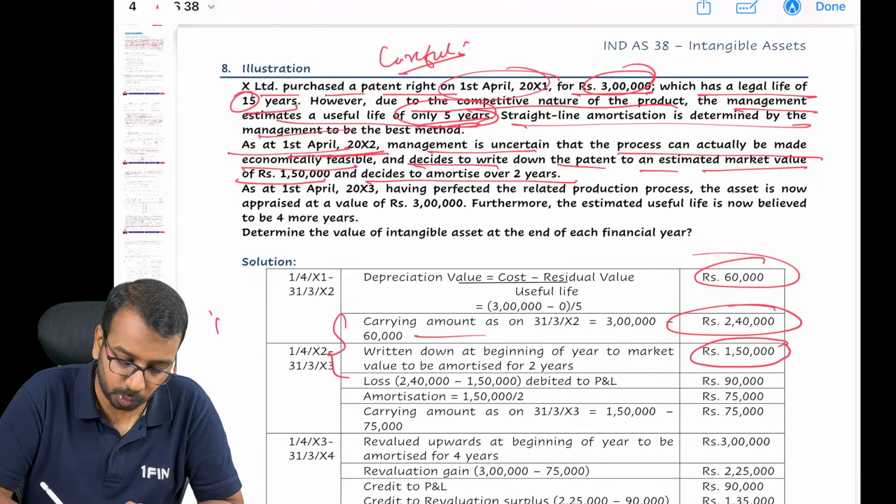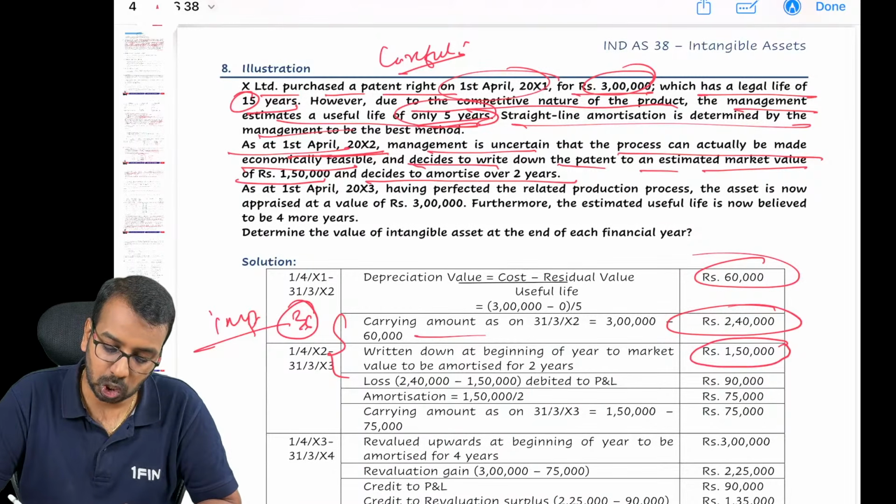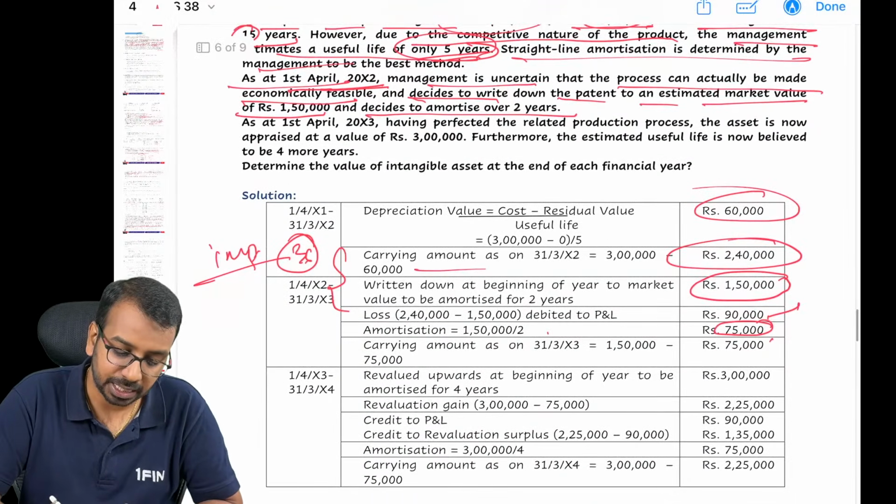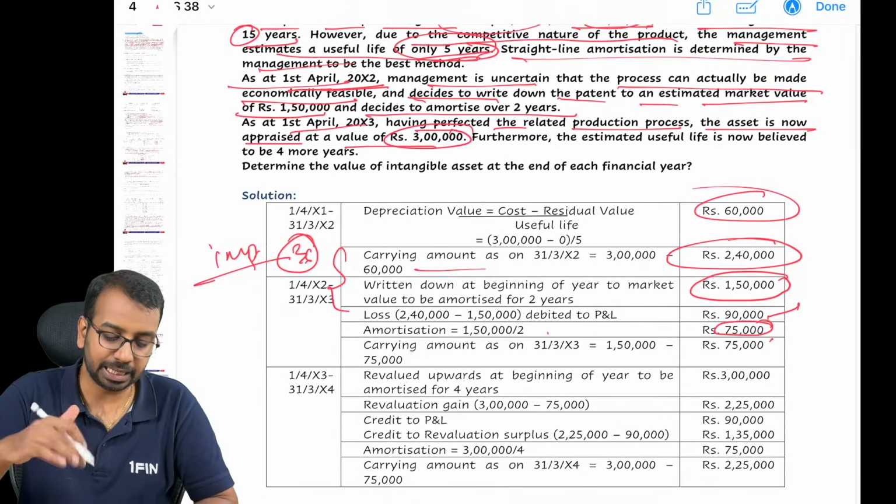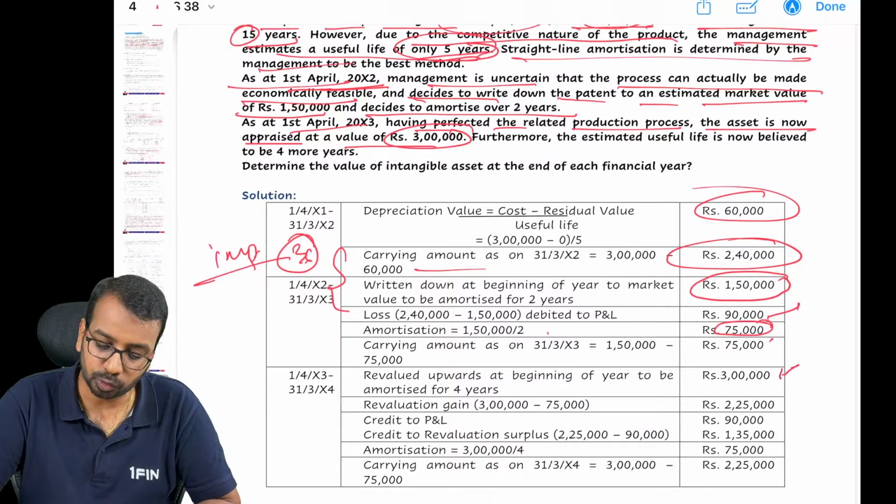This difference is called what? This is impairment as per Ind AS 36. Loss will be debited to P&L. Subsequent amortization is 2 years only, so 75,000 each. On 1st April, having perfected the production process, the asset is now appraised at a value of 3 lakhs. So next year, now they are writing it back to 3 lakhs.